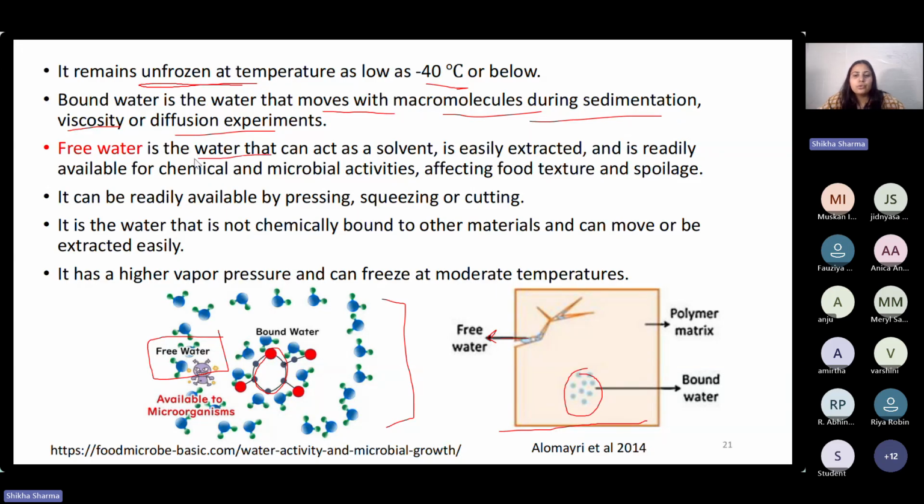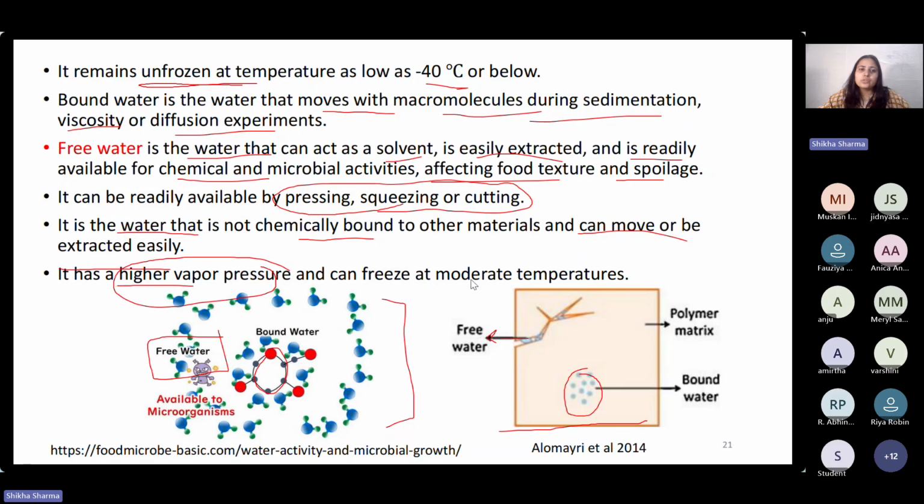So the free water is water that can act as a solvent and is easily extracted and is readily available for chemical and microbial activities affecting the food texture and spoilage. We can get this water by pressing, squeezing, or cutting the food product. It is water that is not chemically bound to other materials and can move or be extracted easily. So it has a high vapor pressure and can freeze at moderate temperatures.